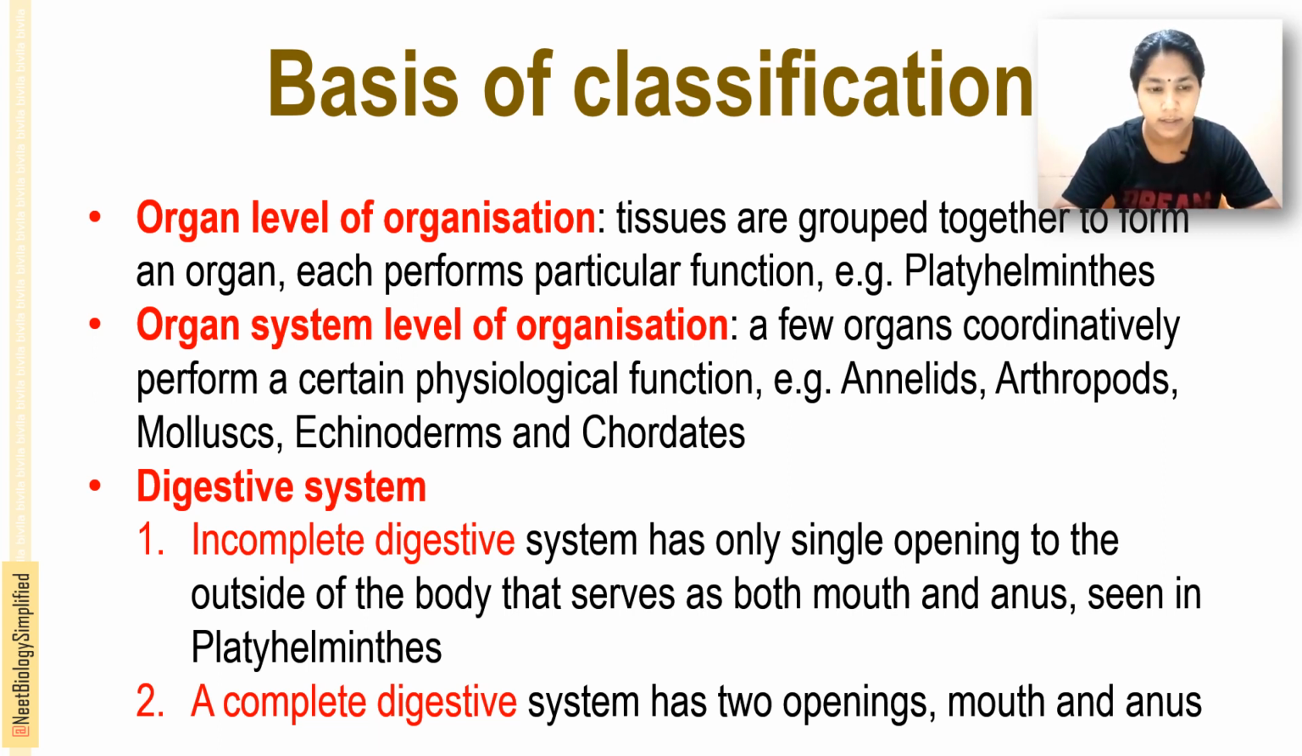Example, Platyhelminthes. Next, the organ system level of organization. In the organ system level of organization, tissues form the organs, right? Organ system level means a group of organs together perform certain physiological functions. They act together and carry out some of the physiological activities in the bodies of the animals. Examples: annelids, arthropods, mollusks, echinoderms and chordates.